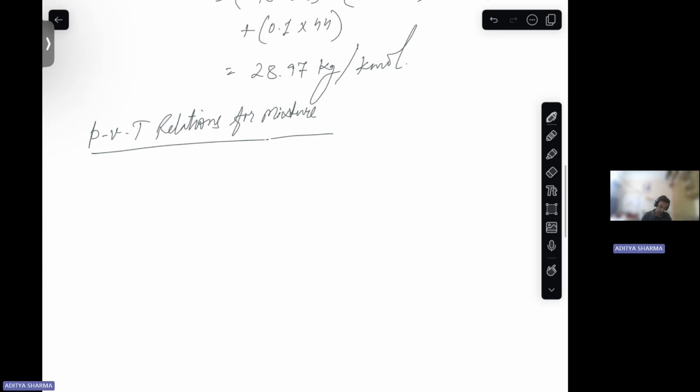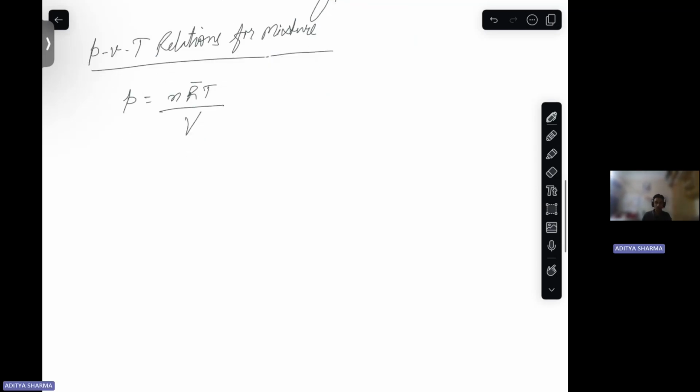So let's say we have n number of moles, okay, in a mixture, and P is the pressure of the mixture, and V is the volume of the mixture, and T is the temperature. Right. So in that case, your pressure becomes nRT by V. So this becomes your pressure.